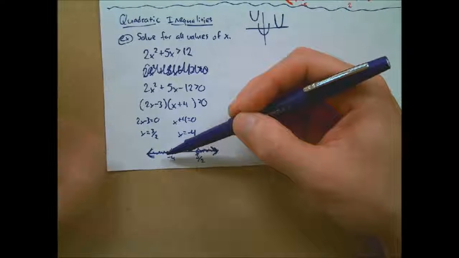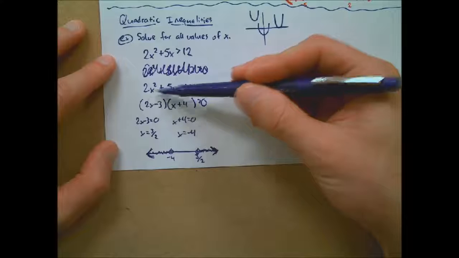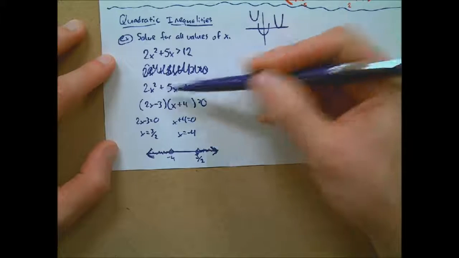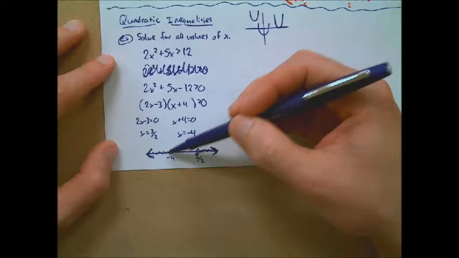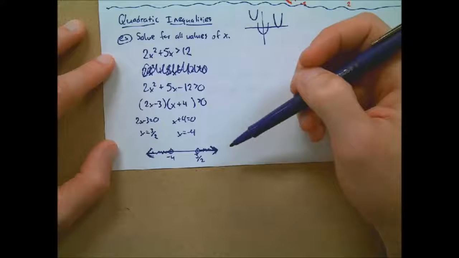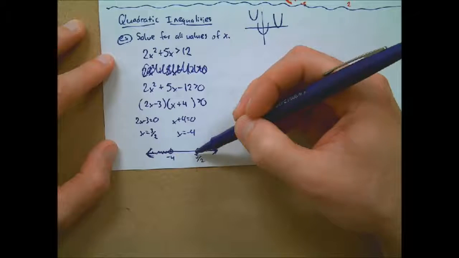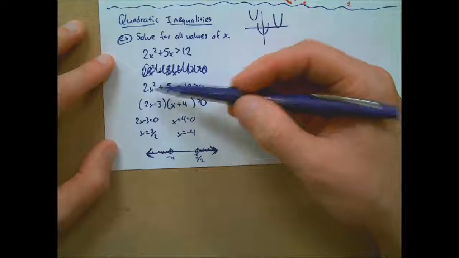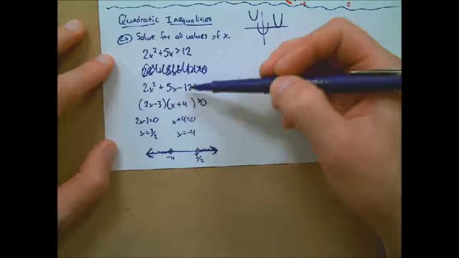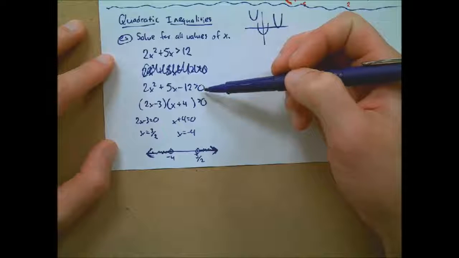Plug it back into the quadratic. If it makes this inequality true, that means you have solutions in this direction, okay? You could also test a number in this interval. So what would be a good number to test in this interval? 0. Yeah, 0. Plug 0 in. I'll just do it real quick. 0 plus 0 minus 12. Is -12 greater than 0? No. Nope. And guess what? We didn't include that interval.